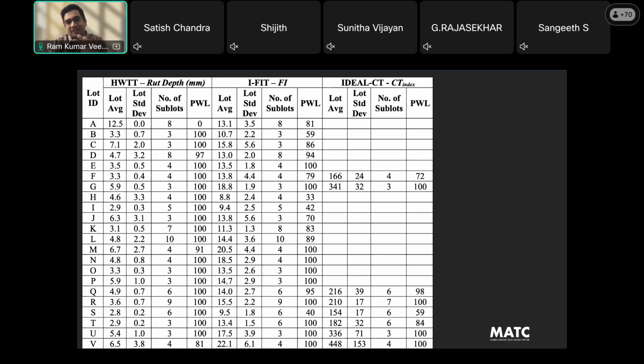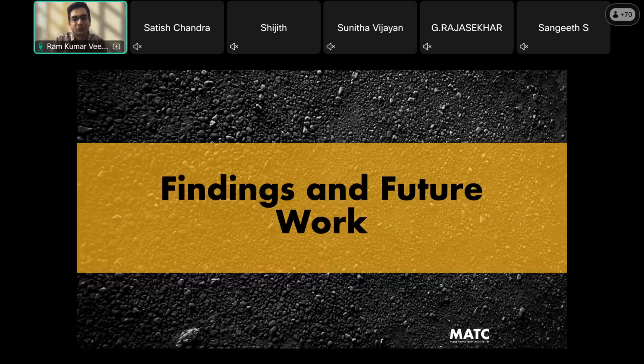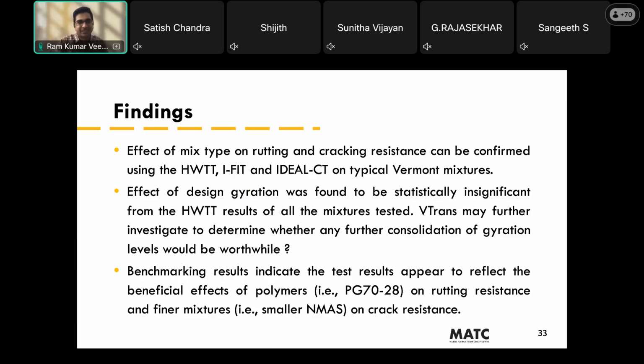That's another whole discussion, but I'll just go straight into the findings and the future work of this case study. So what we conclude from this is that the effect of mix type on rutting and cracking resistance can be confirmed using typical mechanical tests like the Hamburg wheel tracking test, I-FIT, and the IDEAL-CT for their Vermont mixes. And what we also found was that the effect of design gyration was found to be statistically insignificant from the Hamburg wheel tracking test results for all the mixtures tested.